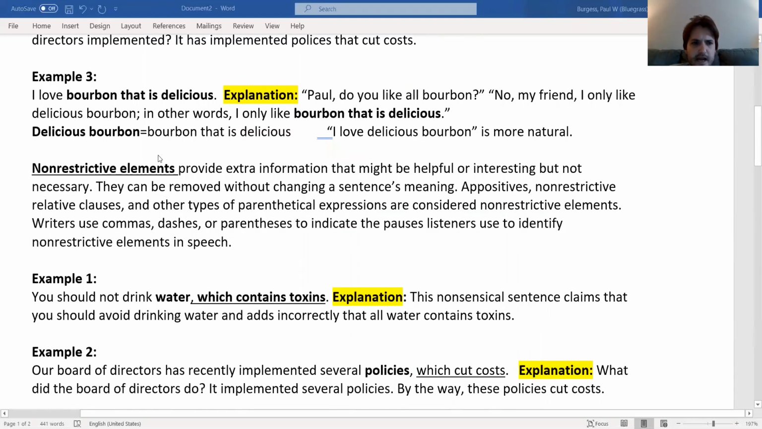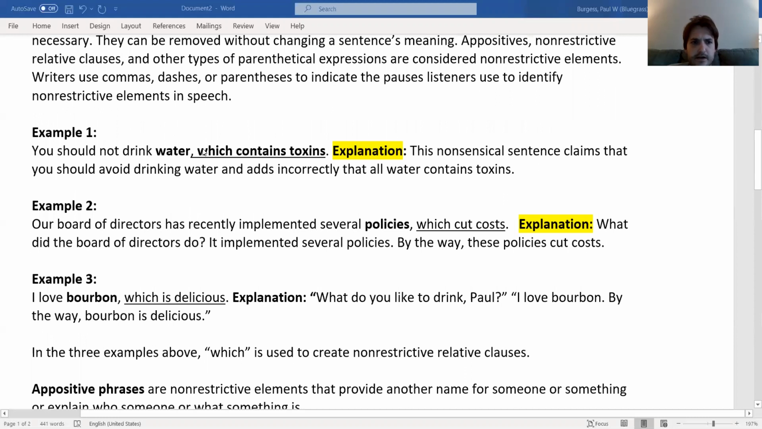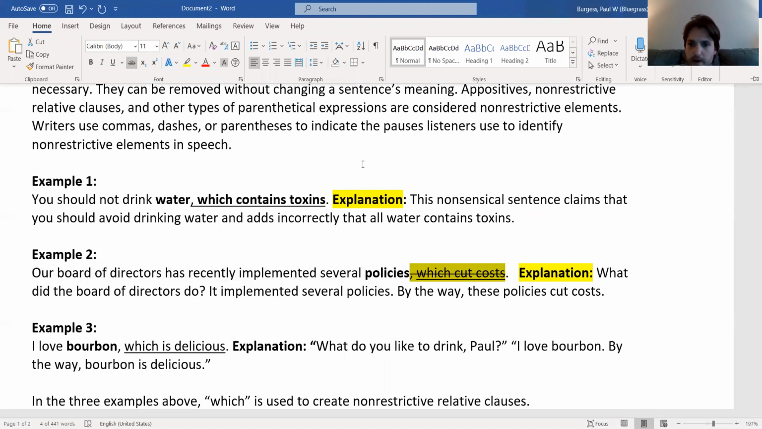So let's go down and look quickly at the non-restrictive elements. You'll notice that the non-restrictive elements are things we could remove. So example 2, let's take a look here. Our board of directors has recently implemented several policies which cut costs. Okay, this information, which cut costs, could be removed if we wanted to remove it. What did the board of directors do? It implemented several policies. By the way, you might want to know those policies cut costs, non-restrictive.